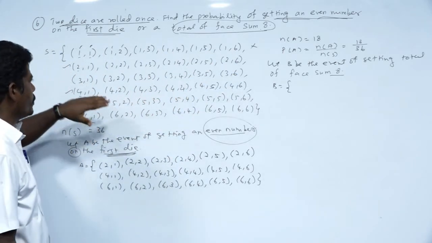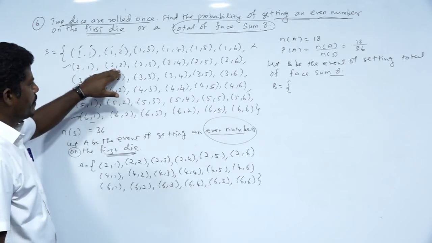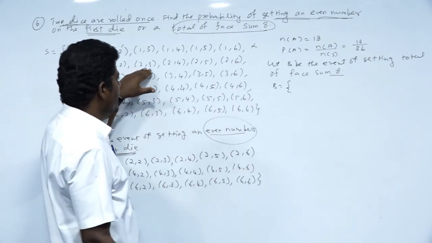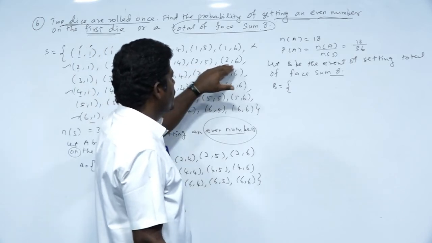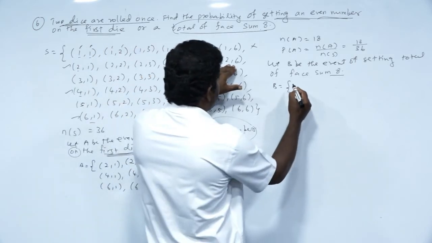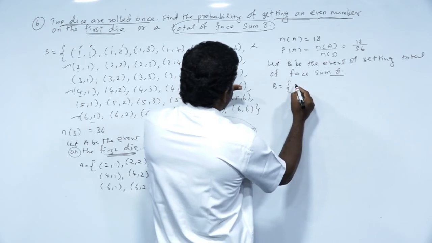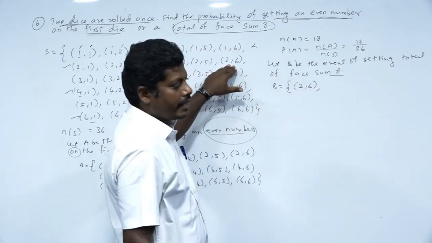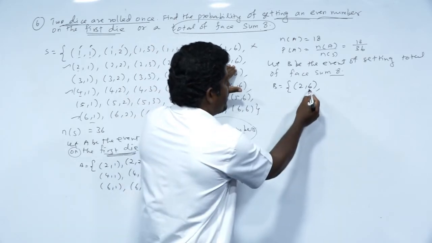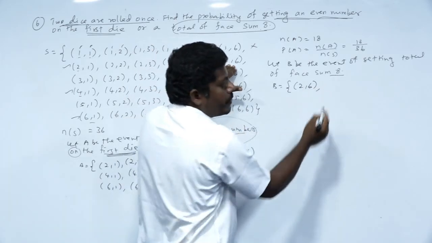You come to next row. 2 plus 1, 3. 2 plus 2, 4. 2 plus 3, 5. 2 plus 4, 6. 2 plus 5, 7. 2 plus 6, 8. The phase value 8 is coming. So 2, 6 you want to take. Understand, my dear students? Total of phase sum is 8. 2 plus 6, 8, you know.